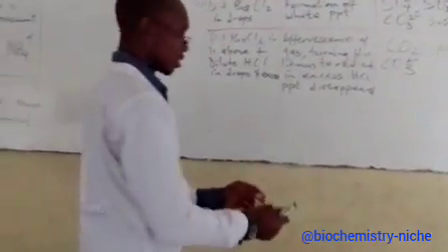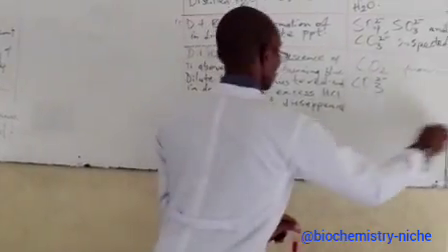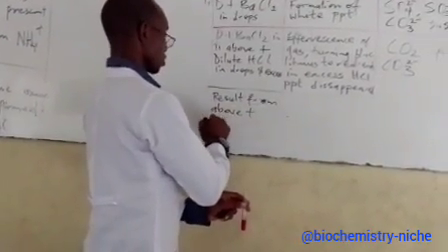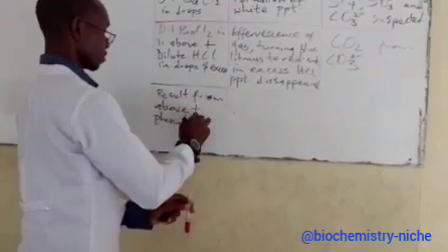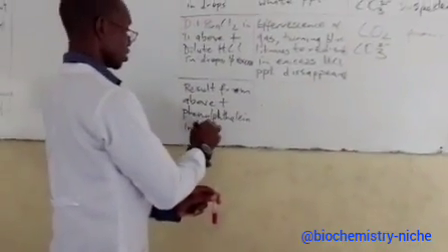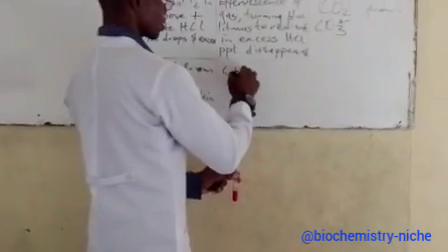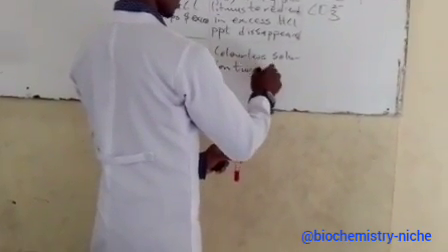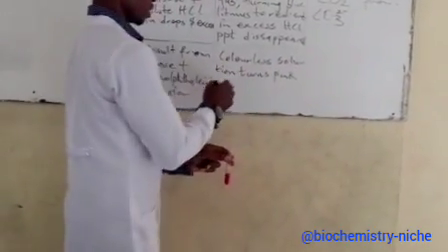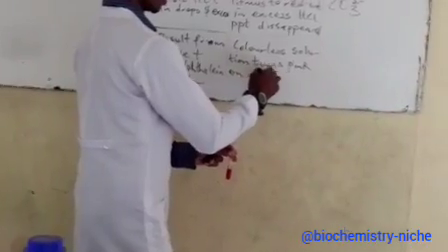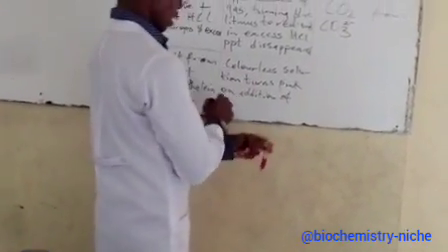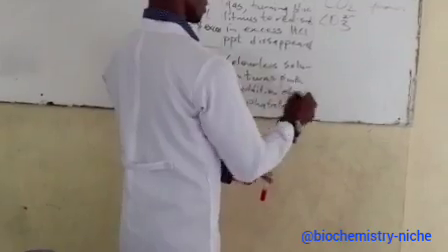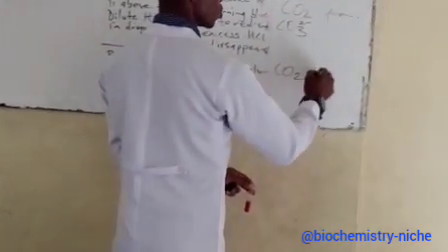So here, we have results from above plus phenolphthalein indicator. Colorless solution turns pink or deep pink on addition of phenolphthalein. So for the inference now, we have CO2 confirmed.